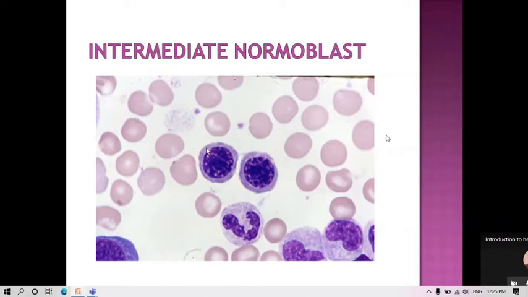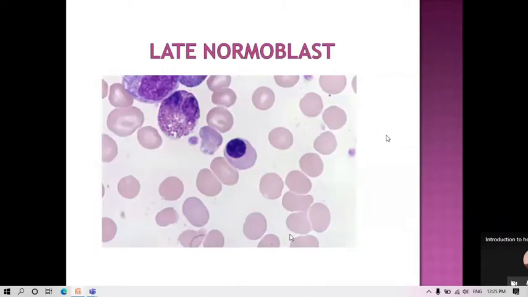At this stage, the cytoplasm will start looking blue. Oh, sorry, pink, because of the hemoglobinization. Here in the background, you can see the myelocytes, and these cells will give rise to neutrophils. So here this is the late normoblast. Further, from those intermediate normoblasts, you can see that the nucleus size has further reduced, and it is pyknotic, and ultimately it will come out of the cell.